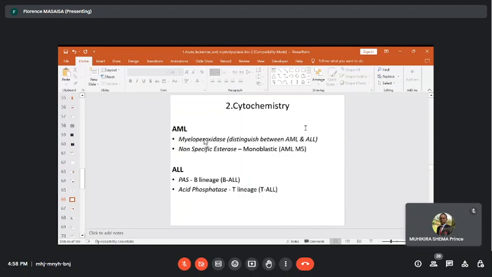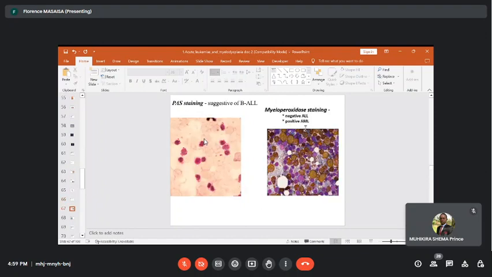Secondly, I have said about myeloperoxidase. You use it when you want to see granules in the cytoplasm. Only it can make you see granules in acute myeloblastic leukemia because they're the ones having granules. We have non-specific esterase, which will stain M5, which is acute monocytic leukemia. We have PAS for B lineage, and acid phosphatase for T lineage, which are specific to these stainings.